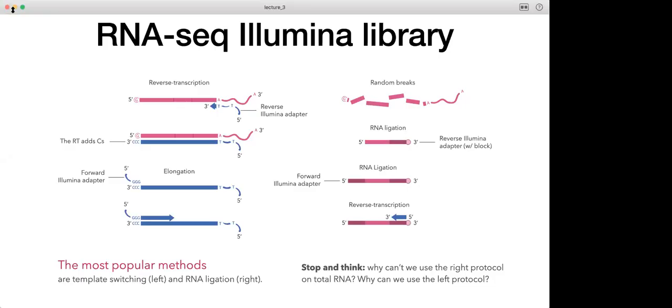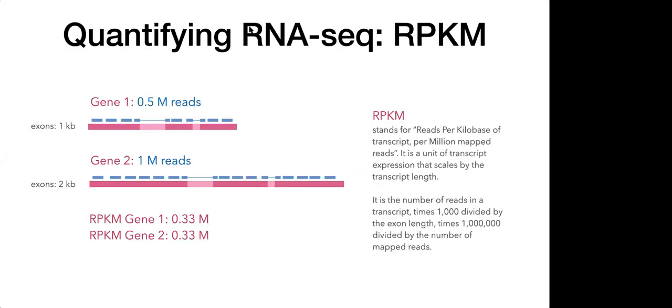Okay, so now we're going to go to the next topic, which is quantification, and that's a topic that's relatively important because it's not completely trivial how to quantify the expression of a gene. There are 2 units that people use very widely to quantify RNA-Seq, and the first is called RPKM, which stands for reads per kilobase of transcript per million mapped reads. It is a unit of transcript expression that scales by transcript length.